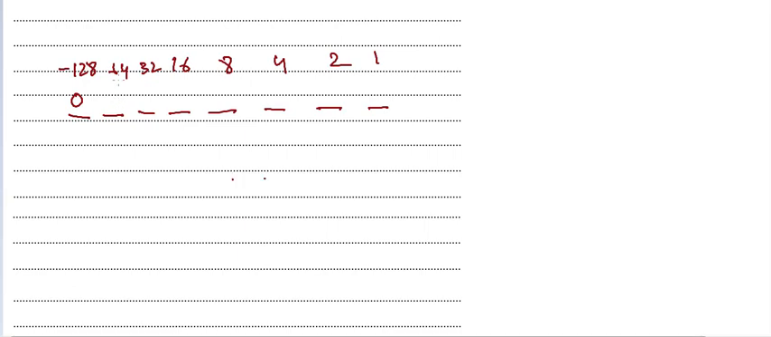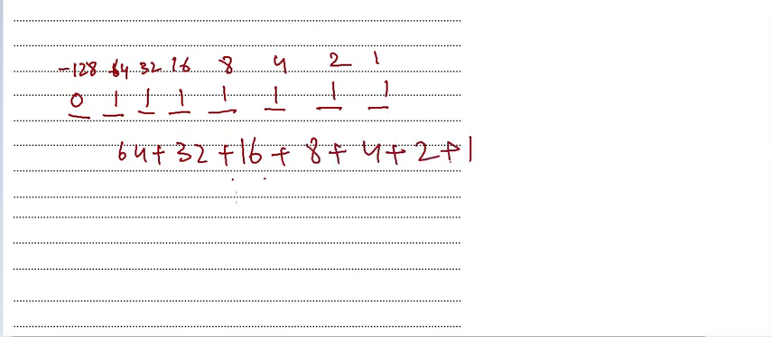and we want to use 64, and we want to add 32 to it to make the number larger. We want to use 16 also. We want to use all of these because we'll get the maximum possible positive numbers by using all of these positive bits, right? So we'll get 64 plus 32 plus 16 plus 8 plus 4 plus 2 plus 1. This is going to give us our maximum possible positive value, and this comes out to be 127.